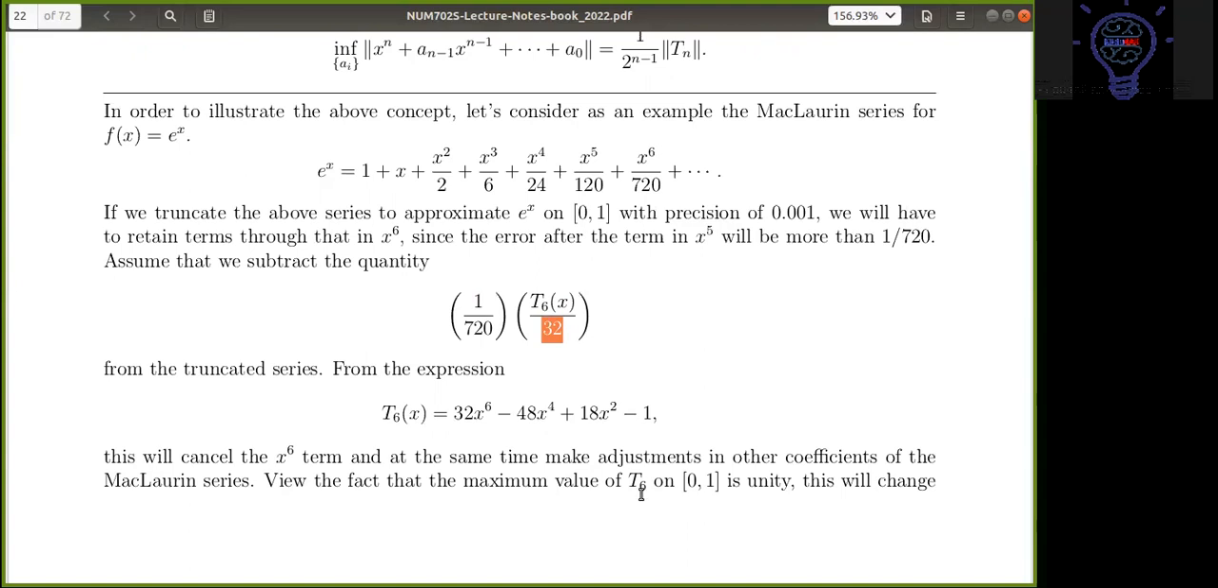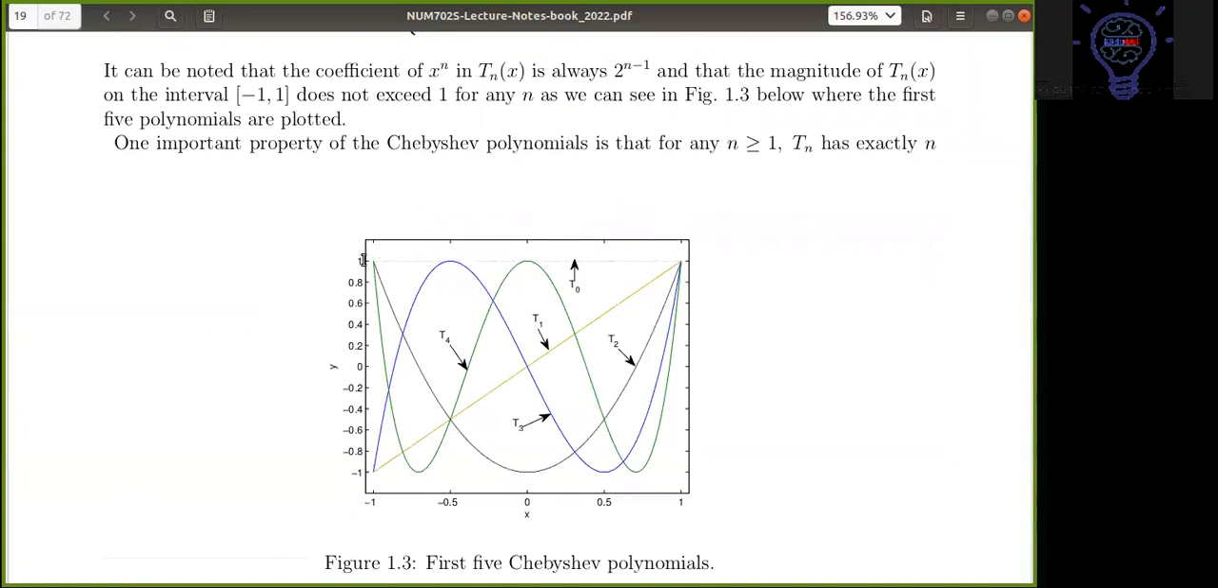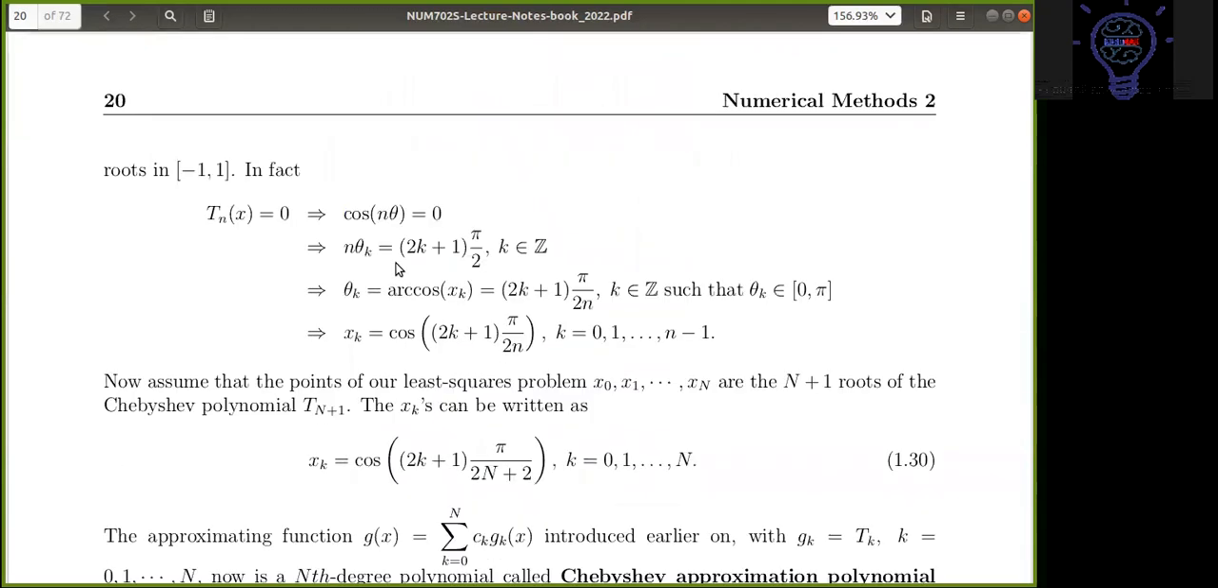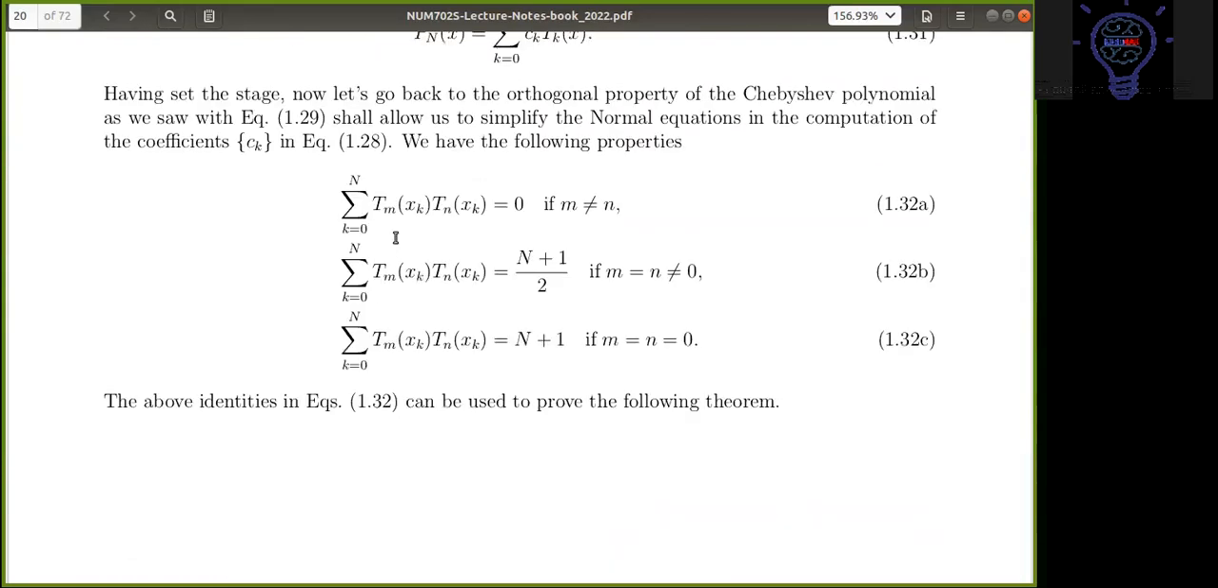Why is the maximum unity? We all know that the Chebyshev polynomial has a maximum value of 1. You can see here that is a maximum. Over the interval negative 1 to 1, regardless of the degree of the polynomial, the maximum will be unity, will be 1. So now if we divide T6 by 32, the maximum for that will be 1 by 32.